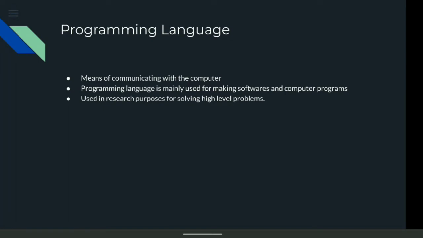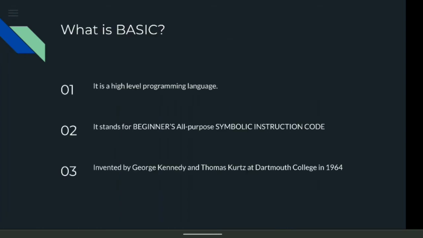So whenever people are making different kinds of softwares, games, the language used in making them is programming language. And programming language is also used for research purposes, for high level problems, like for example high level engineers, scientists, they use programming language to create their own software to solve different high level problems. So before starting with Qbasic, we'll have to understand what you mean by BASIC.